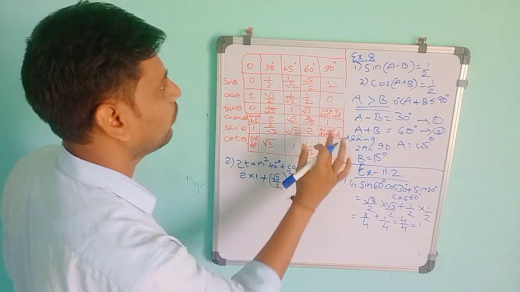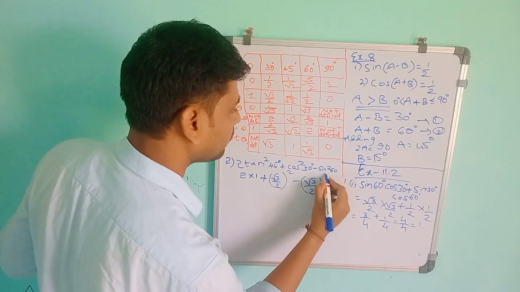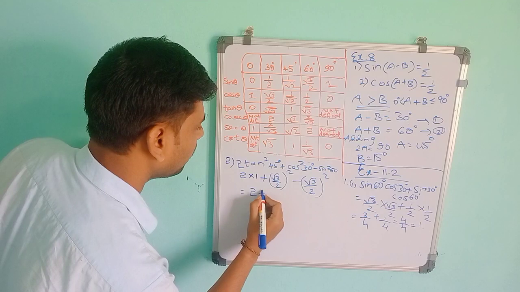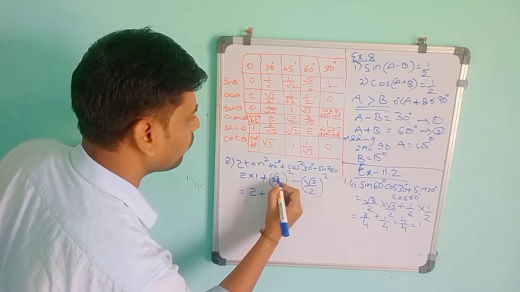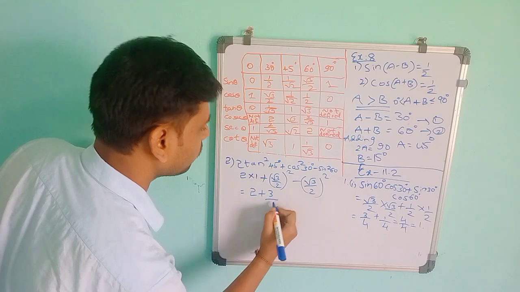Sin 60 is root 3 by 2. So root 3 by 2 whole square. When you simplify this one, this is 2 into 1. 2 plus root 3 by 2 whole square is root 3 whole square, root 3 into root 3 is 9, root of 9 is 3, divided by 2 square is 4.